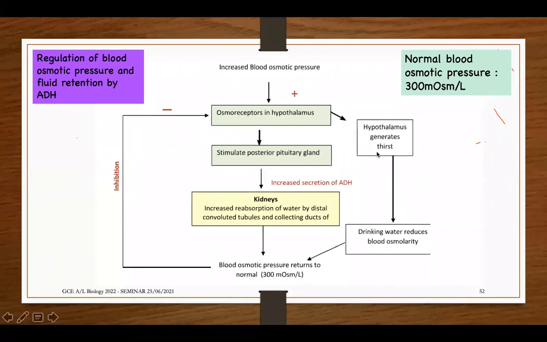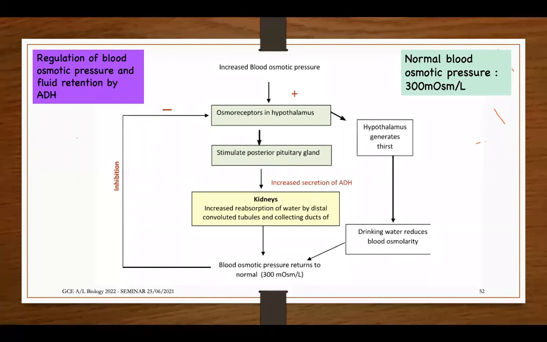So actually what happens is the hypothalamus will generate thirst. It will make you thirsty so that you will drink water, and so when your water levels increase, the solute levels will go down and your blood pressure will return to normal. Okay, that is what usually happens.